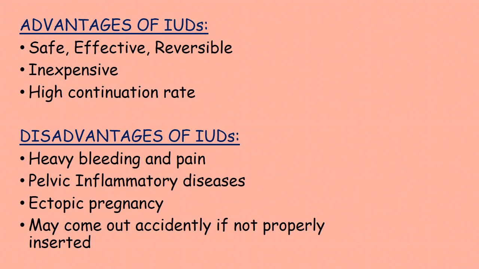Next we will see the advantages of intrauterine devices. It is safe, effective, reversible, inexpensive, and has a high continuation rate. Coming to the disadvantages, heavy bleeding and pain, then pelvic inflammatory disease and ectopic pregnancy. Ectopic pregnancy is a pregnancy where the fetus develops outside the uterus. The device may also come out accidentally if not properly inserted, that is expulsion. These are all the disadvantages of intrauterine devices.